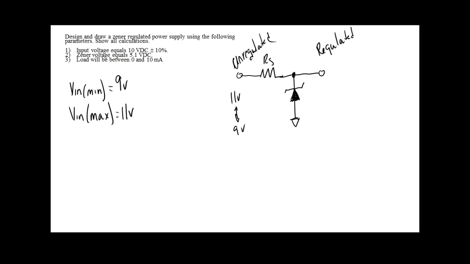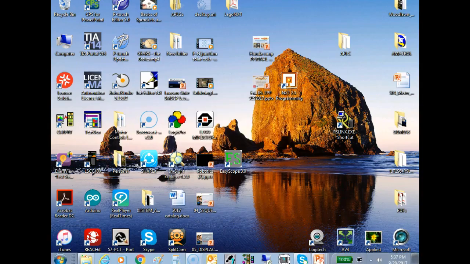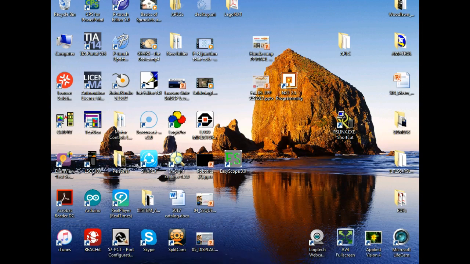And so what we're going to do is a 5.1 Zener. And it says it's going to be one of the 4700 Zeners. So where did y'all need to go to find the information? The data sheets on Blackboard. So y'all bring them up.